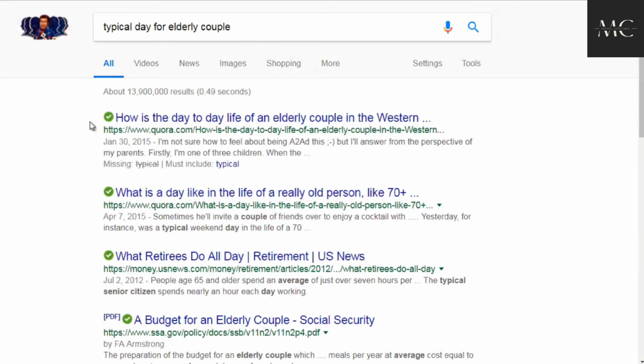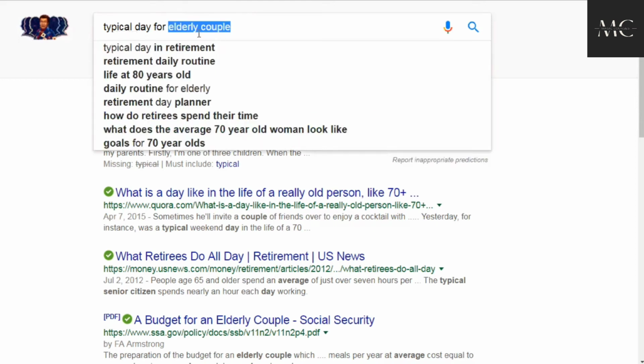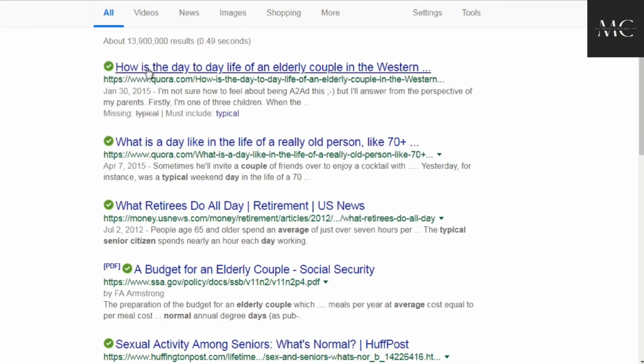I often find that the easiest way to find a typical day for a specific person, specific age, specific sex, a specific lifestyle is simply by going to google.com and typing in "typical day for" whatever you're looking for. So if we're looking for an elderly couple, we could say "a typical day for an elderly couple." Sometimes, right off the bat, people are talking about it.